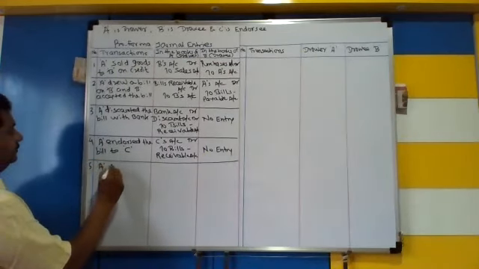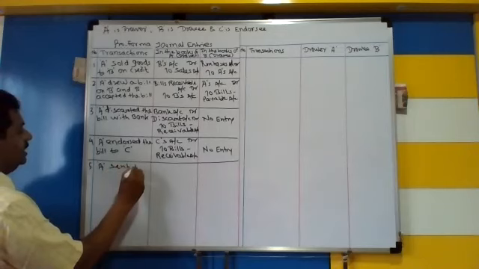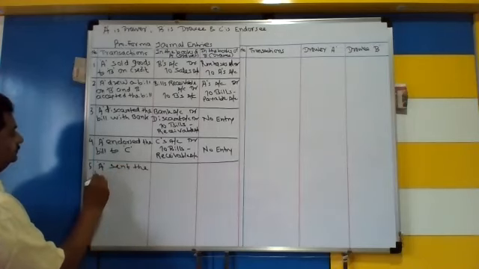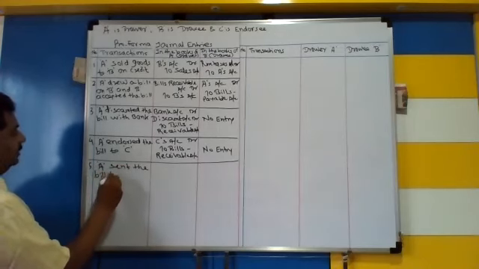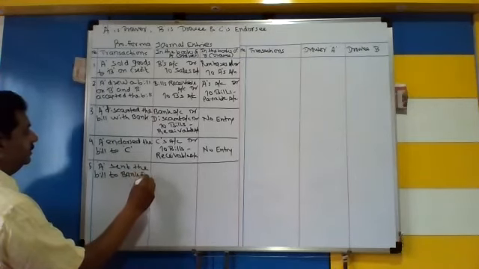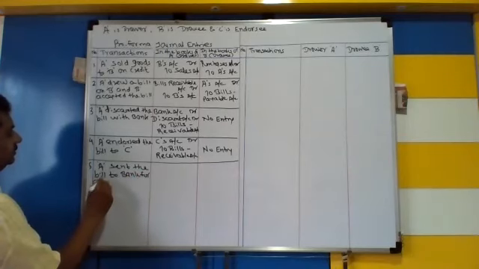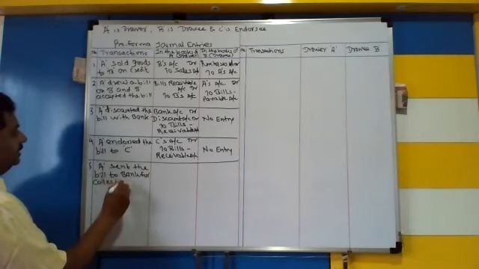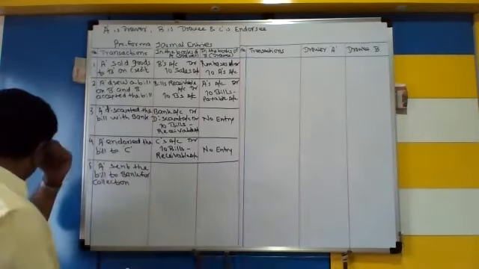A sent the bill to bank for collection. A ने अभी क्या किया? बिल भेजा है बैंक पर कलेक्शन के लिए.